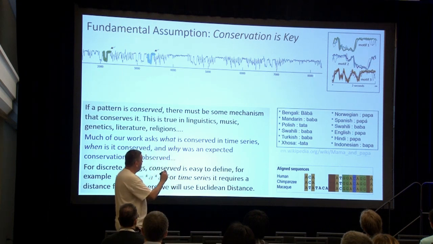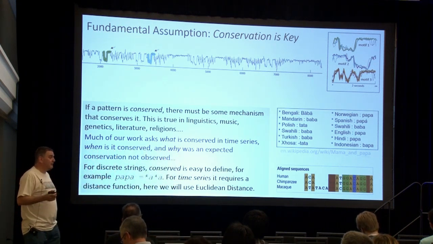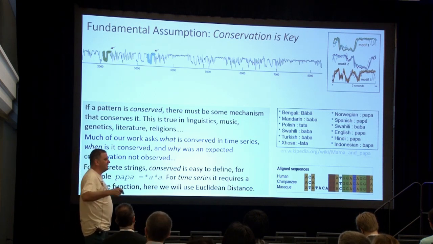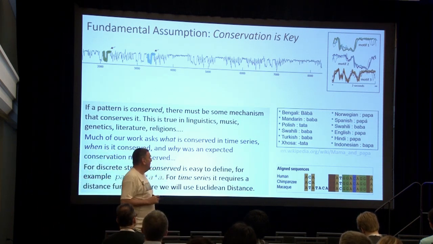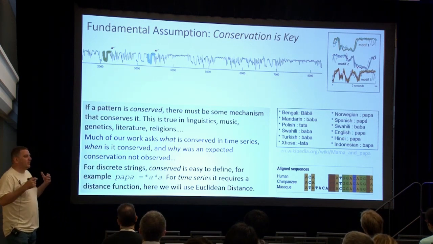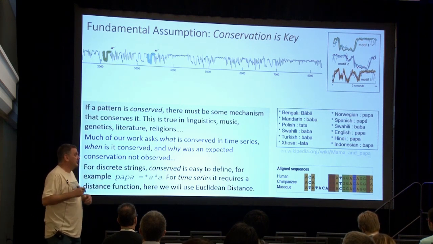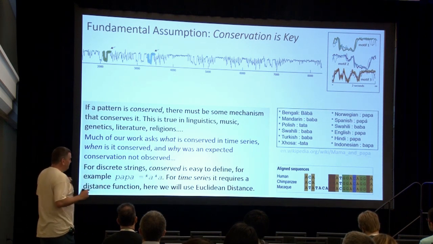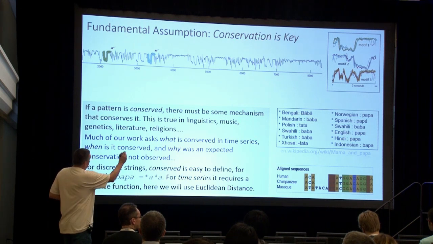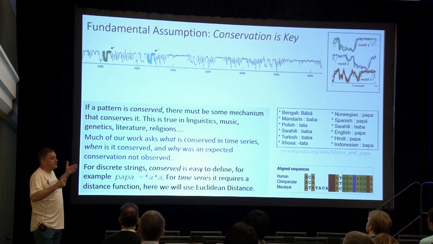And of course, once you find these repeated patterns, you can now ask, is there a grammar? Is there a vocabulary? Do they change with time or season or temperature or something else? It turns out that most of the time, this data mining is basically reasoning about when things are conserved, why they're conserved, when they're not conserved, and so on. So our fundamental assumption is, we're not interested in the overall properties of time series. We're interested in these local repeated patterns in most cases.